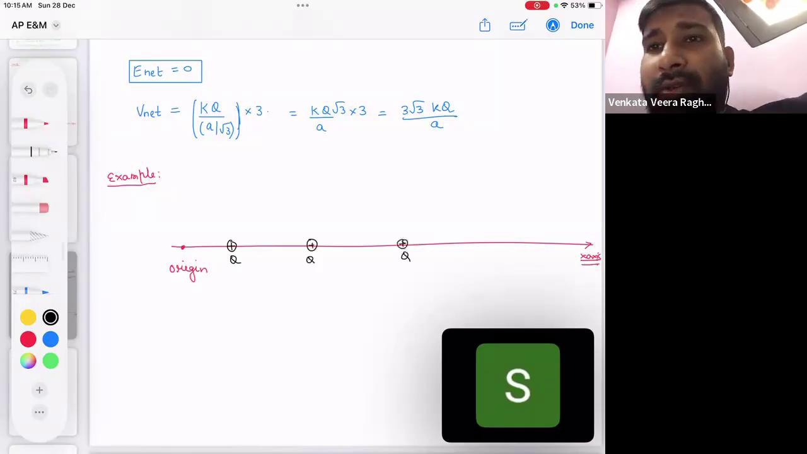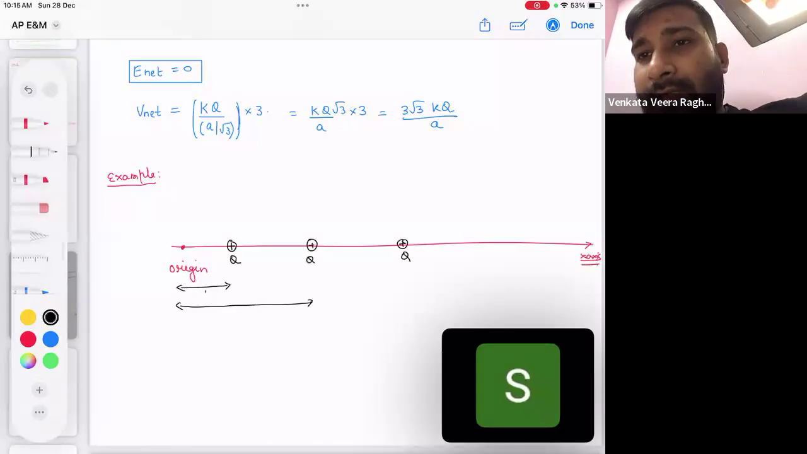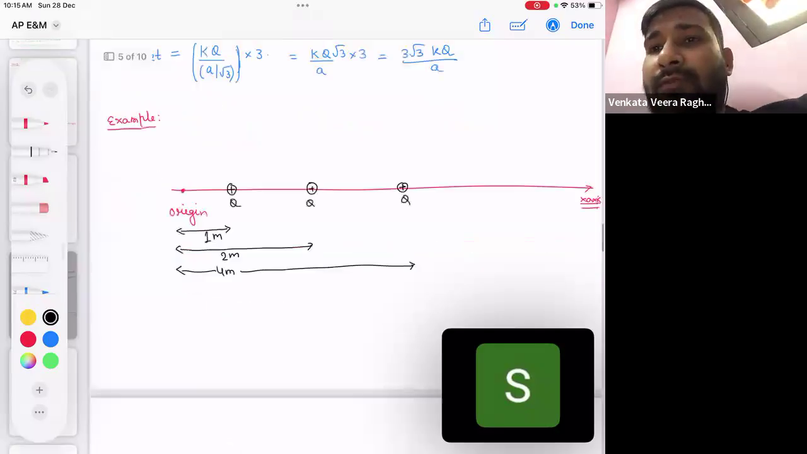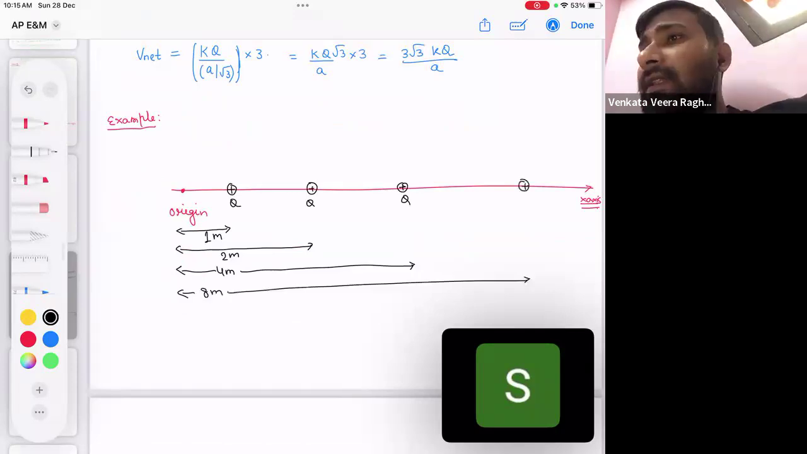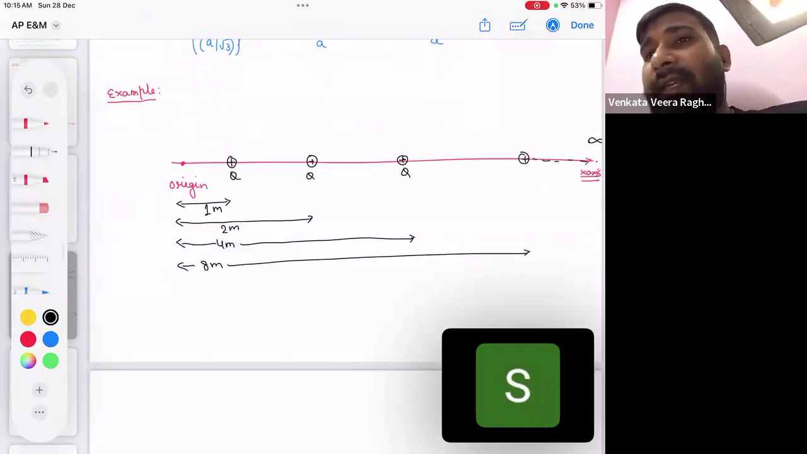These distances are what? This distance is a, okay? Or let's take it, this is 1 meter. This is 2 meter. The third charge is kept at 4 meter. The fourth charge, where is it kept? Can you tell me? 8 meter. From that point, okay? And like that, there are charges up to where? Up to infinity, that pattern is extended. Okay, this pattern is extended up to infinity.